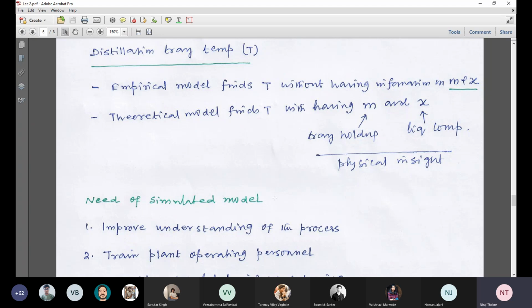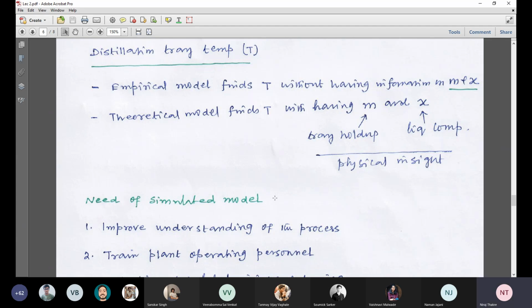But apart from that, there are certain abnormal situations which you never experience in real time during your visit. There are several abnormal, dangerous situations which you do not face during your visit. Those abnormal, dangerous situations are basically experienced by running the simulated model.